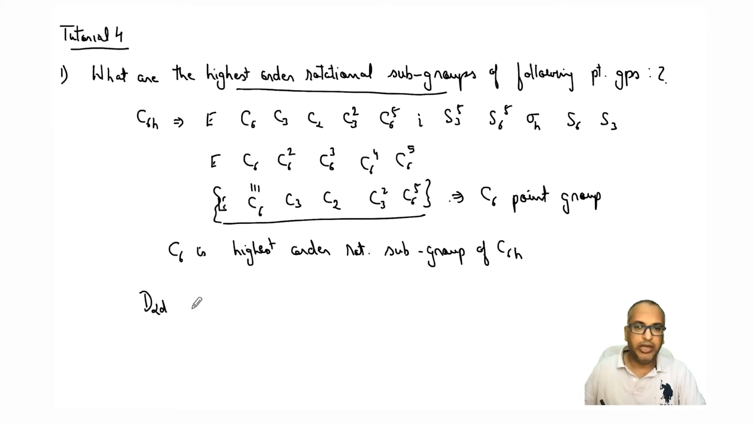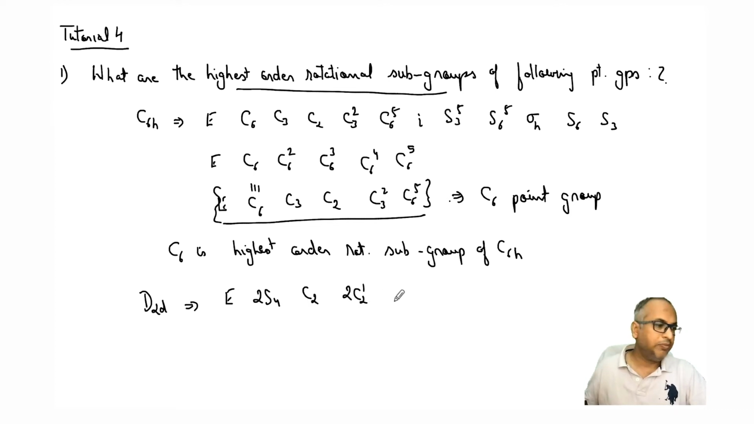So we have D2d here. So now what are the elements present in this group? D2d symmetry operations will be E, 2S4, and we have C2, and 2C2 prime and 2 sigma d's, right? So now we are only interested in the rotational things, right? So this is not rotational, this is reflection, this is rotation and reflection. We only want the rotations, right?